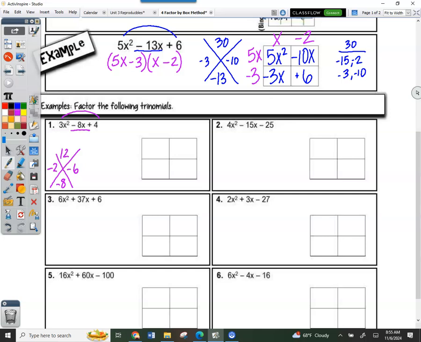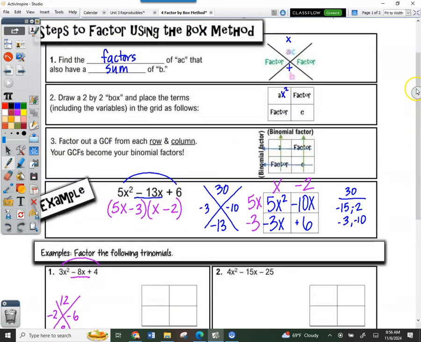No, it's not always x and 2. That's coincidence. But it is always this top left corner is surrounded by GCFs with x. And then these two should be numbers, if you remembered to pull any initial GCF out. All right. We drew our x and we came up with our numbers. Now we're going to fill in the box.